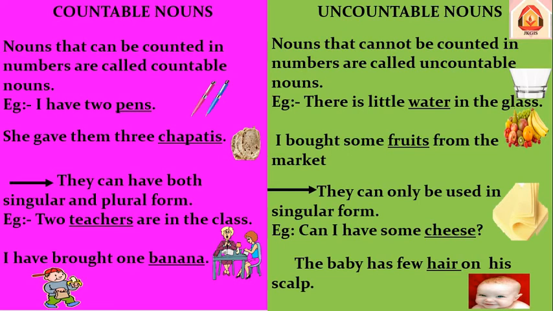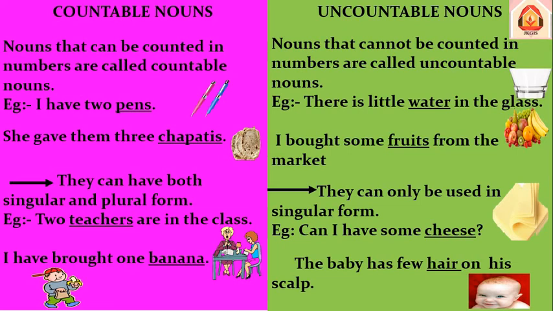fruits we bought. Then, countable nouns are those which can have both singular and plural form. Yes, countable nouns can exist in a singular form as well as in plural form. Like, as we can see in the picture, 2 teachers are in the class. The number is 2, which is more than 1. So, we have used the plural form of teacher, that is teachers. So, 2 teachers are in the class.